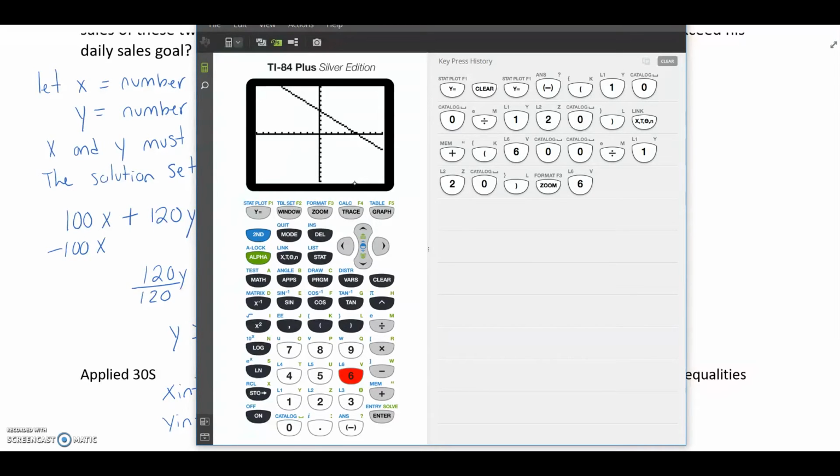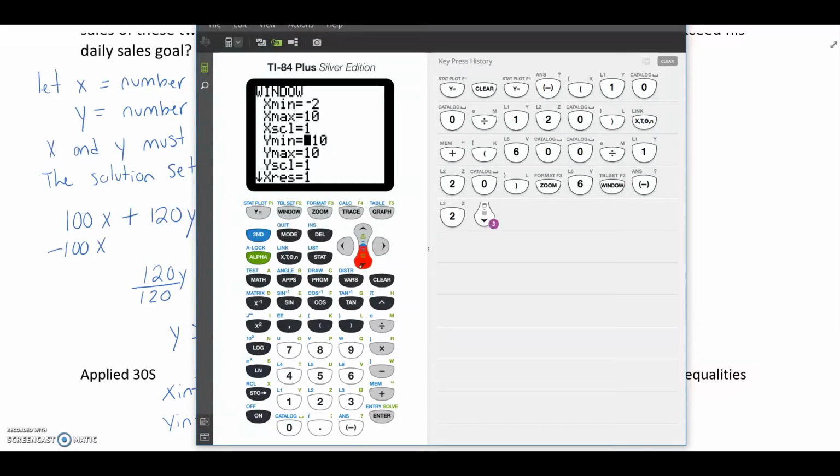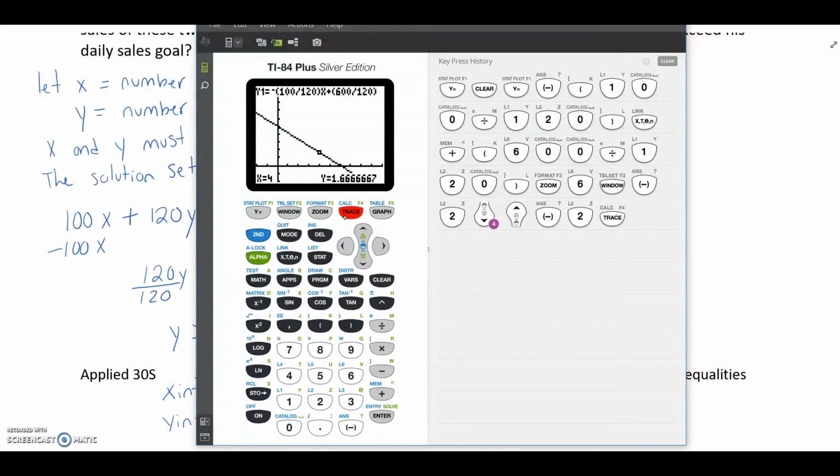So although it graphs in all 4 quadrants, you may want to click on window here and adjust your window so that it represents that first quadrant a little bit better. So my x-min, I'm going to just go from negative 2 to 10, and in my y-min the same thing. And instead of hitting zoom 6, which would recenter it, I'm just going to hit graph or trace. And now I've got a better visual of what's going on in that first quadrant.